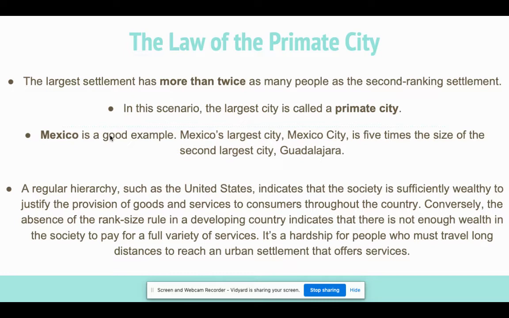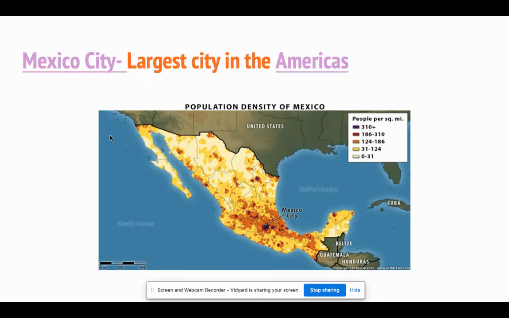Then a lot of times that primate city has the majority of the money, the economics, the cultural centers, the politics. So some of the other places outside of that primate city don't always get those benefits. Okay, so if we're looking at our map here of Mexico, we can see that the population density of Mexico City obviously is humongous compared with other parts of Mexico that are sparsely populated. So we're going to take a look at a couple of videos that help to explain Mexico City being a primate city, and then what are some of the impacts of so many people living in Mexico City.